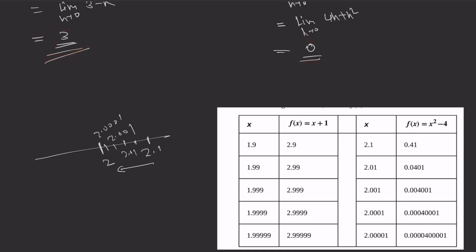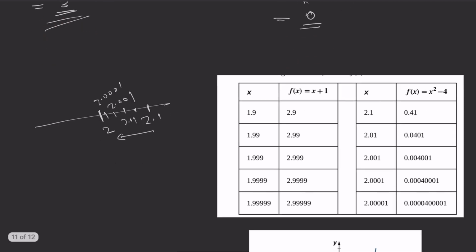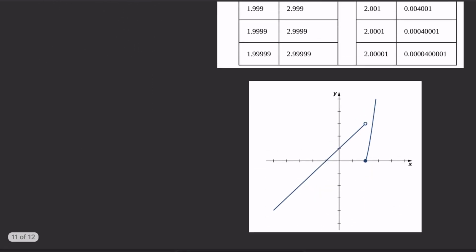Now we'll look at the graph of this function. So what is this graph? Here we can see that for x less than 2, here is 2, this is 2, this is 1. So for x less than 2, this is the graph of x plus 1.